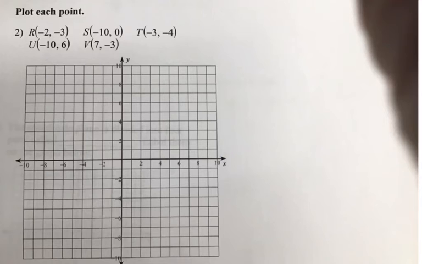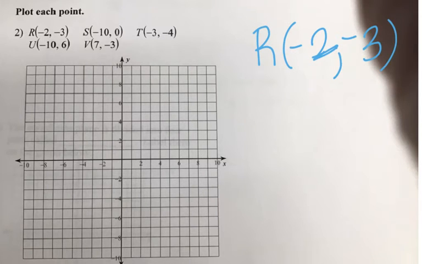All right, guys, so we are going to start plotting points now. So let's look at our first point. It's point R, and point R was -2 and -3. And so when we look at point R, remember in our ordered pair, our first coordinate was our x-coordinate, and it's going to correspond to the x-axis. Our second coordinate was our y-coordinate, and it's going to correspond to the y-axis.